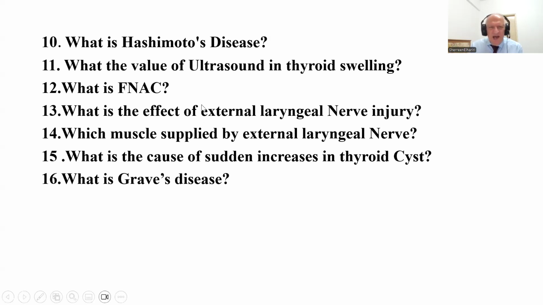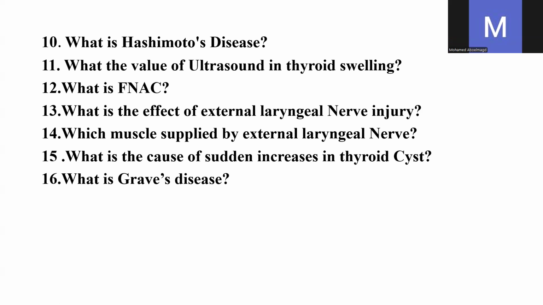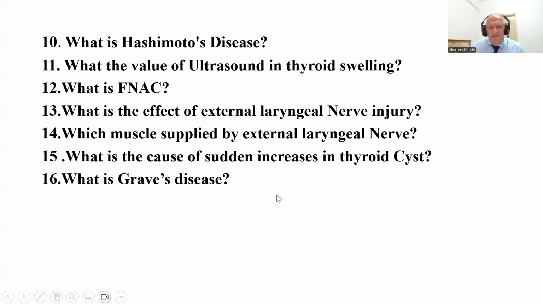And it is injured anatomically when you ligate which part of the thyroid? Superior thyroid artery. All right. So what is the cause of sudden increase in a thyroid cyst? Hemorrhage, infarction, or malignant changes. All right. What is Graves' disease? Can you hear me? What is Graves' disease? Yes, it is thyrotoxicosis. It is a primary thyrotoxicosis.